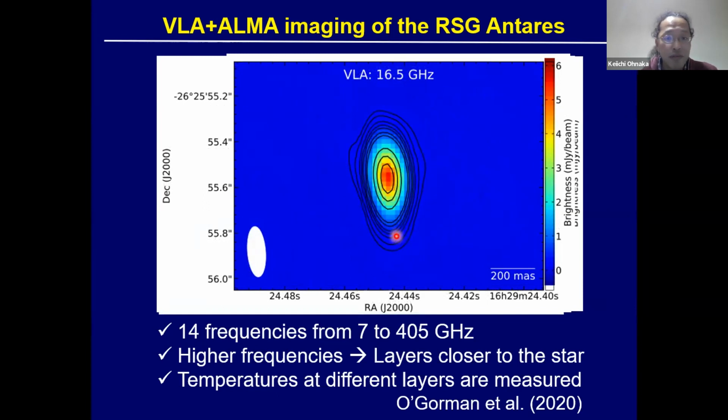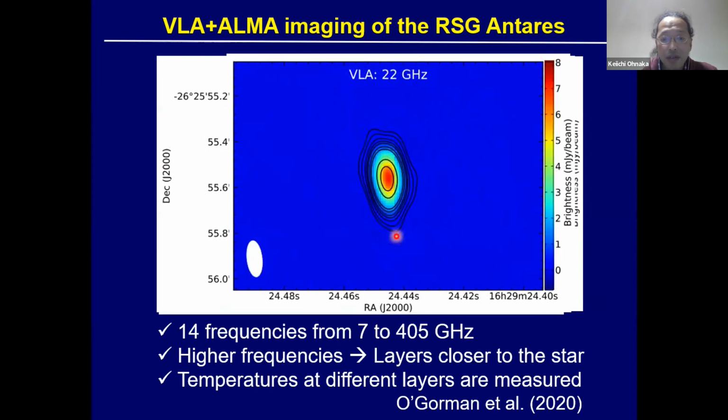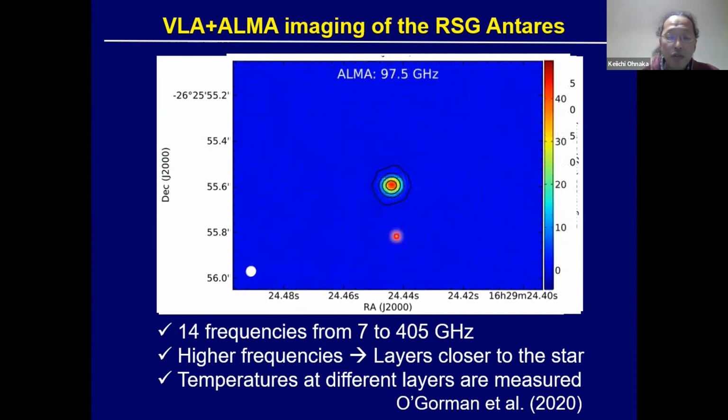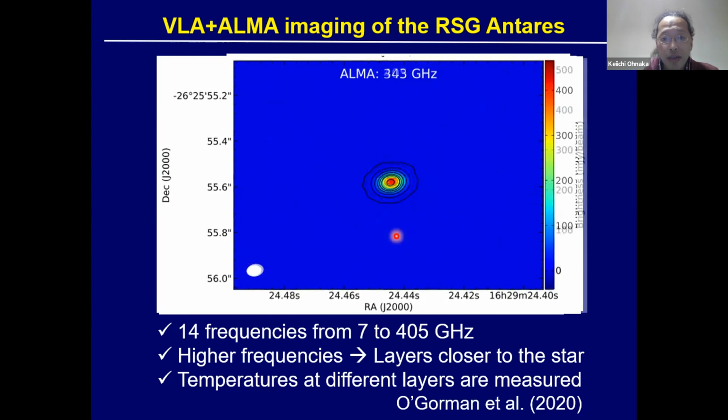So this is spatially resolved. Now, if we move to higher frequencies, 22 gigahertz, it looks smaller. 33 gigahertz, even smaller. 44. And now we switch to ALMA, 97.5 gigahertz, 145, 343, and 405 gigahertz. So at higher frequencies, the star is smaller because the opacity decreases with frequency.